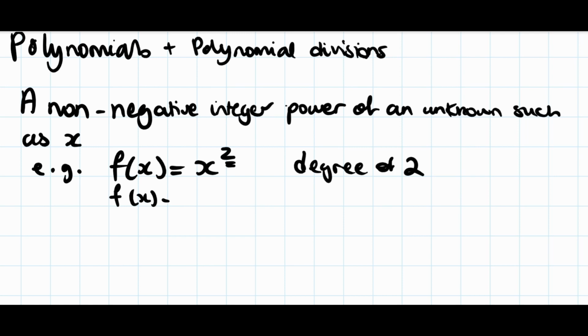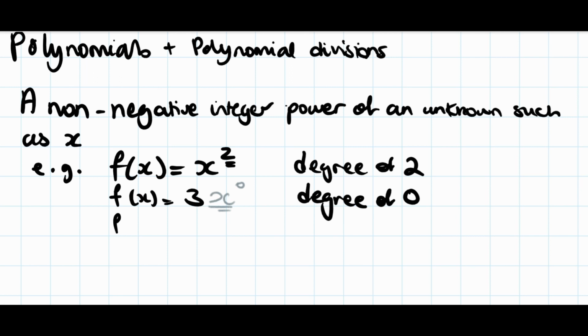Next example is f of x is equal to 3. Now here we do have an extra power, and here we have an x to the power of 0. And hence, as we have a power of 0, this would therefore be a degree of 0.